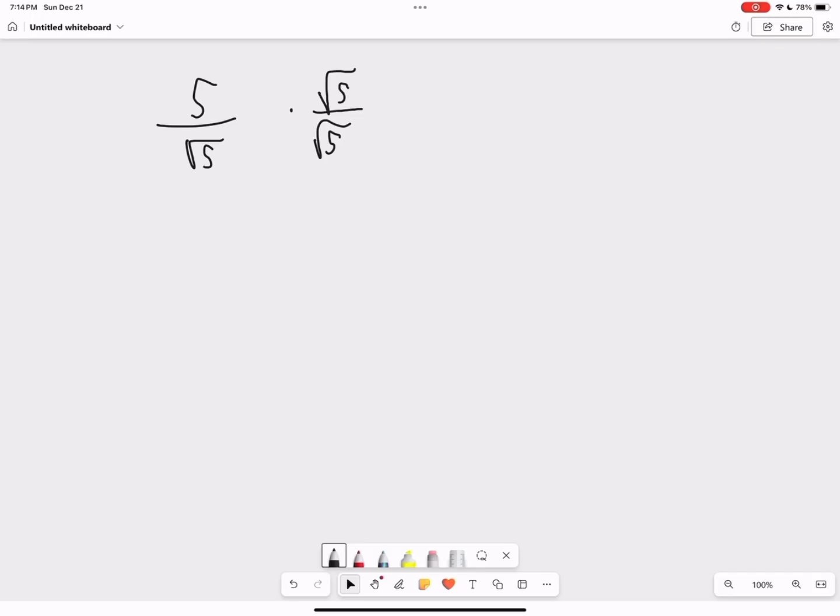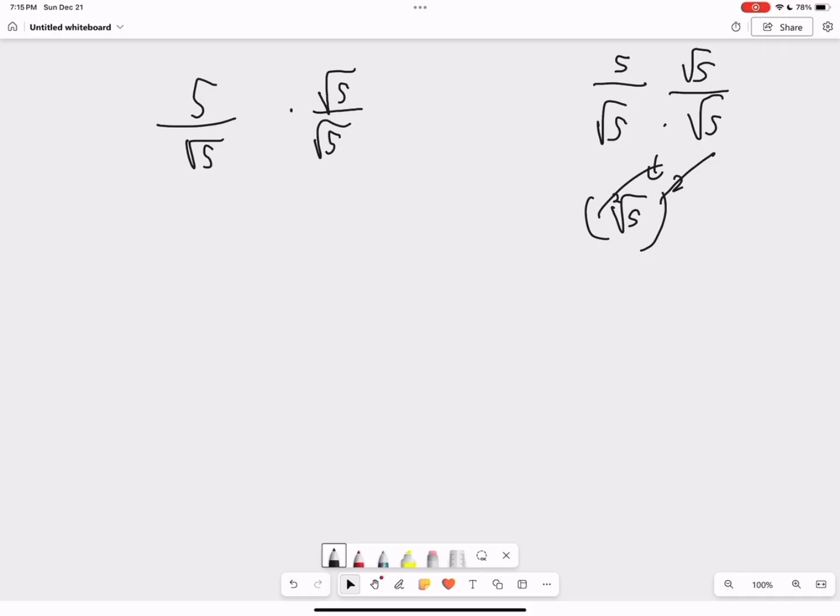We said we don't want a square root in the denominator. So if we do this, notice that in the denominator, this is equivalent to the square root of 5 squared. And we know the identity that it just becomes 5. So rationalizing helps us do this. The technique is you just multiply down and up, which is what we did.